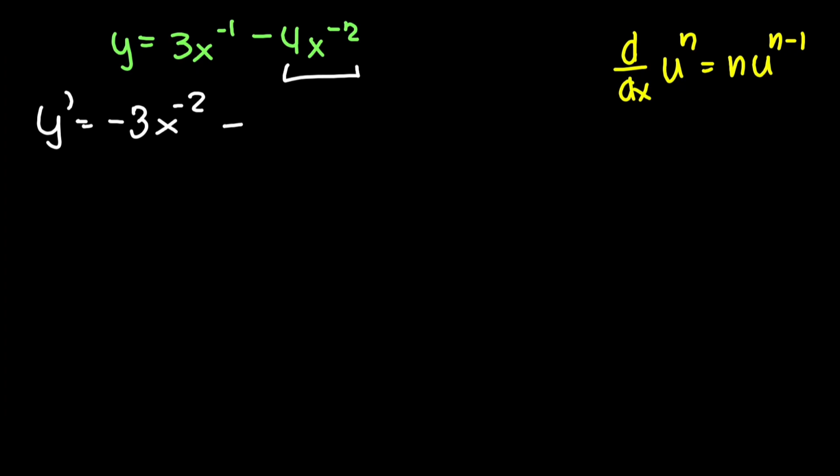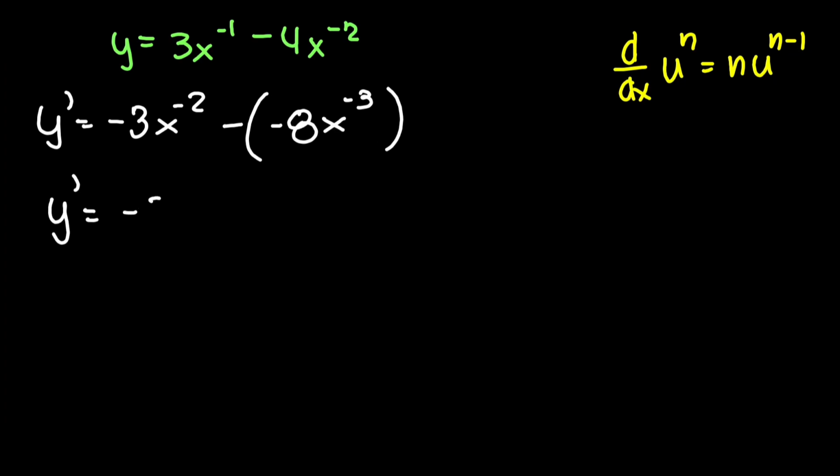Minus the derivative of 4x to the power of negative 2. Let's just put a parenthesis there in order to represent it. 4 multiplied by negative 2 would be equal to negative 8x. Negative 2 minus 1 would be equal to negative 3. And by simplifying this, it would be equal to negative 3x to the power of negative 2. And we have a negative sign on both sides here, which would be equal to a positive 8x to the power of negative 3.